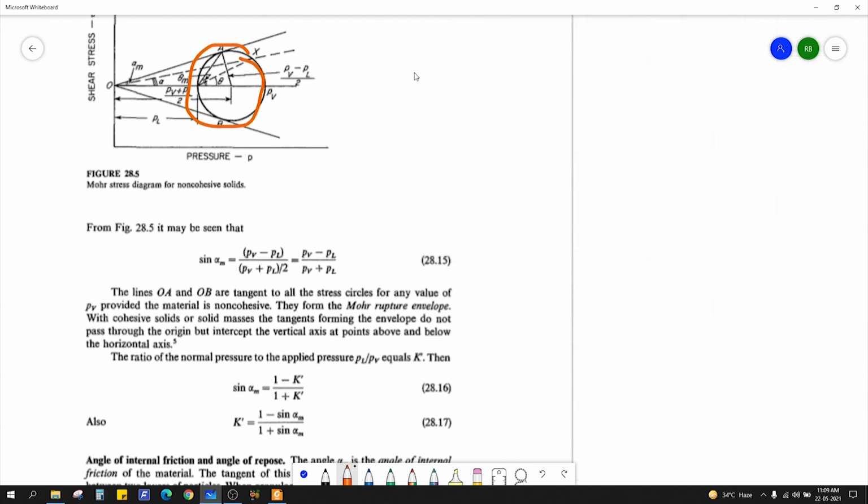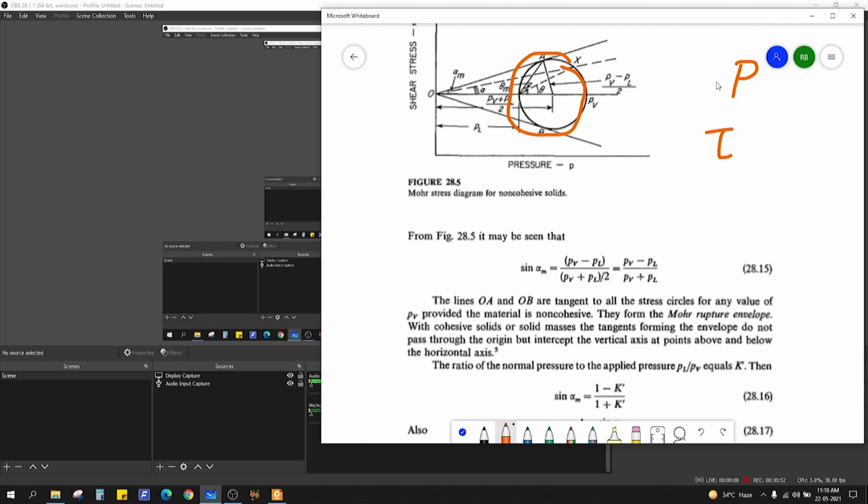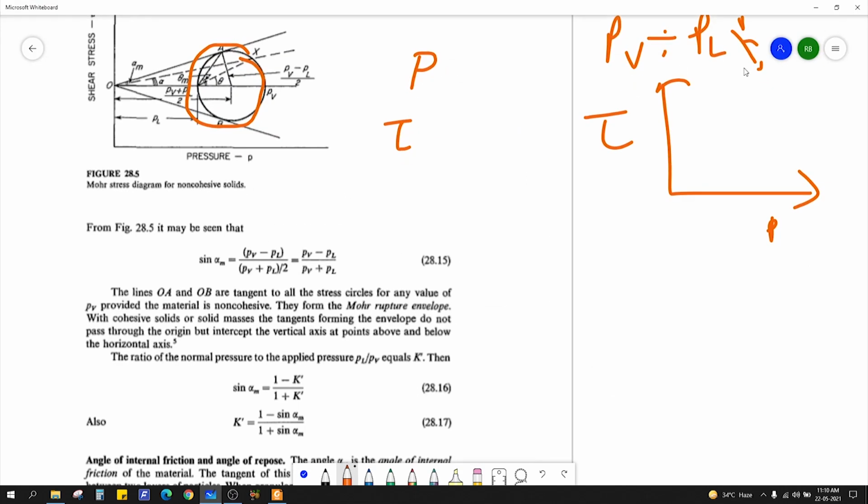You are plotting between the pressure calculated and shear stress, right? On the x-axis you have the pressure P, and here you are applying pressure PV, right? And you're getting minimum pressure normal to the PV, that is PL, and at any angle theta there will be some pressure and shear stress. So for any pressure at any angle theta you'll get a point, and you'll get a circle here.